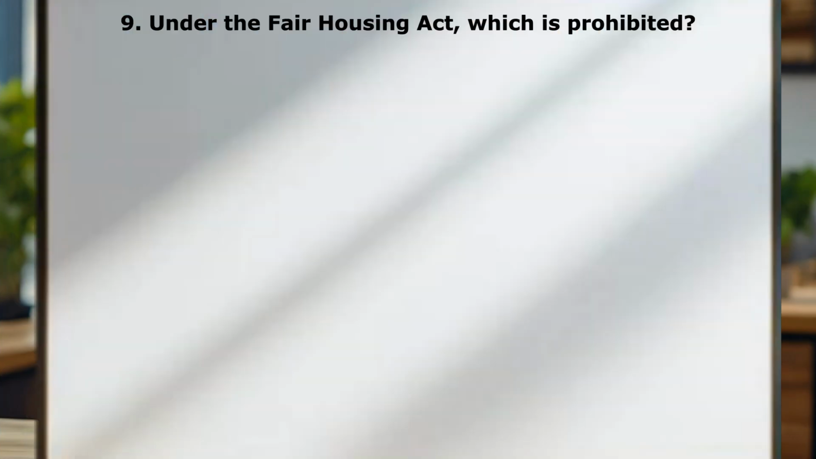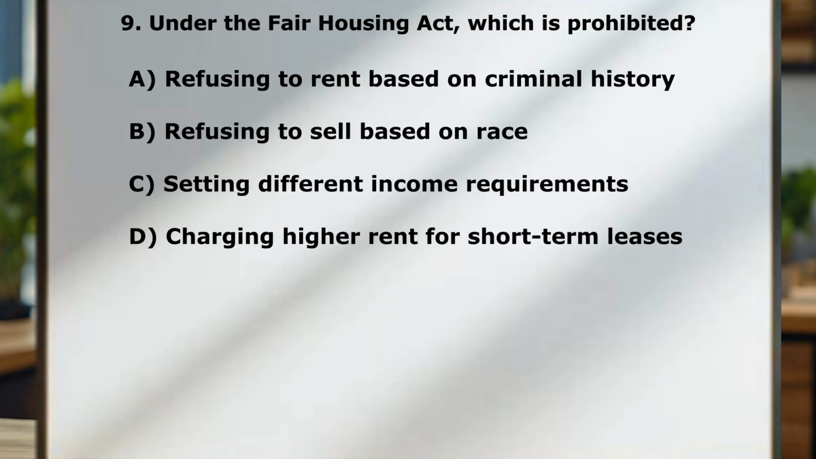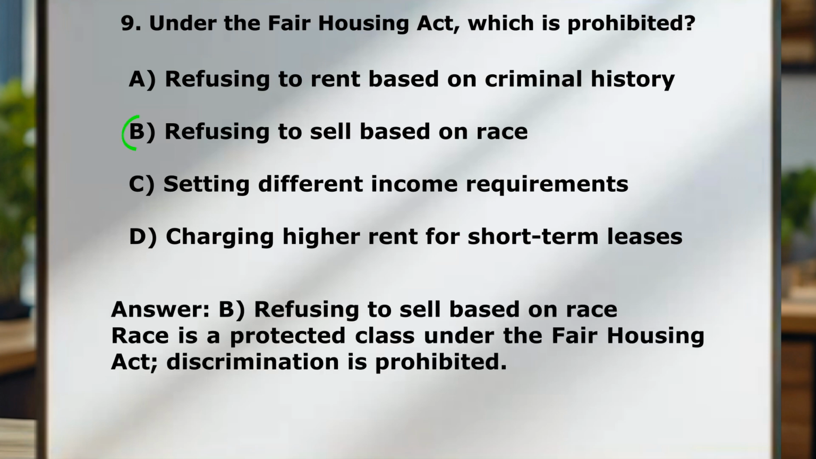Question number 9. Under the Fair Housing Act, which is prohibited? A, refusing to rent based on criminal history. B, refusing to sell based on race. C, setting different income requirements. D, charging higher rent for short-term leases. So the correct answer here is B, refusing to sell based on race.